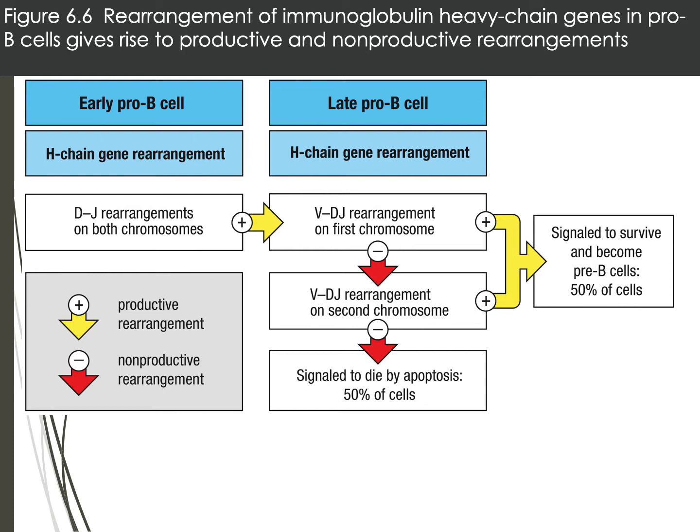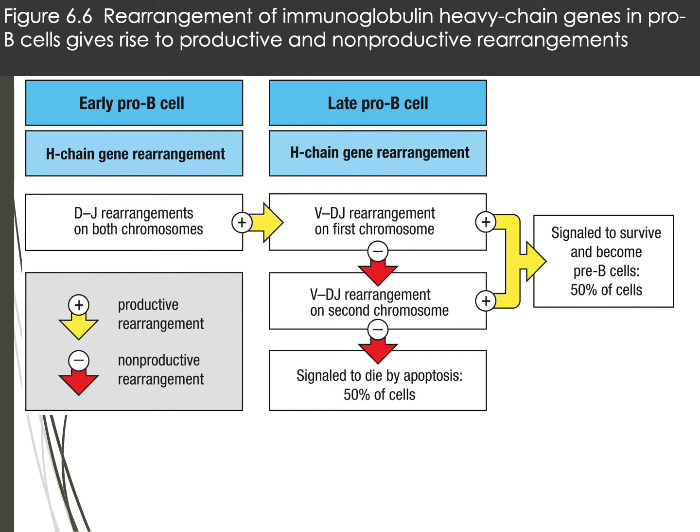If it isn't, then they have to go back to the drawing board and redo the VD rearrangement. And if that still doesn't work, if that doesn't fix the heavy chain, so you don't have a functional heavy chain, then that's going to signal the cell to go into apoptosis, right? You've already done two or three cuts, you've altered the DNA such that there's really no coming back from that. So again, apoptosis pathways would be activated, and about 50% of cells go into apoptosis. So 50% of those cells never become B cells.